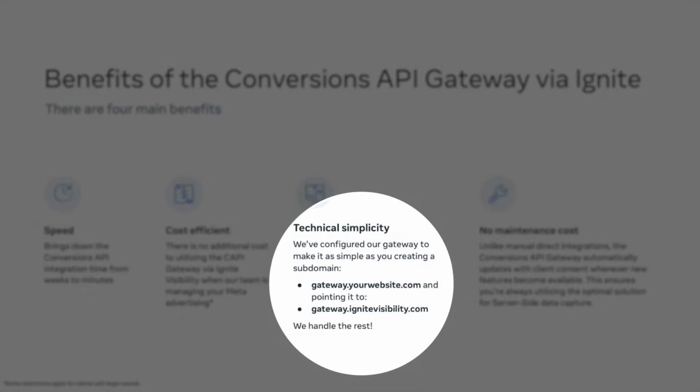And that is, you just need to set up a subdomain, gateway.yourwebsite.com, and then point that at gateway.ignitevisibility.com. That's literally it. Once you've done that, you work with our team. We make sure that on our side it's configured within the gateway, and suddenly you've created your parallel path.